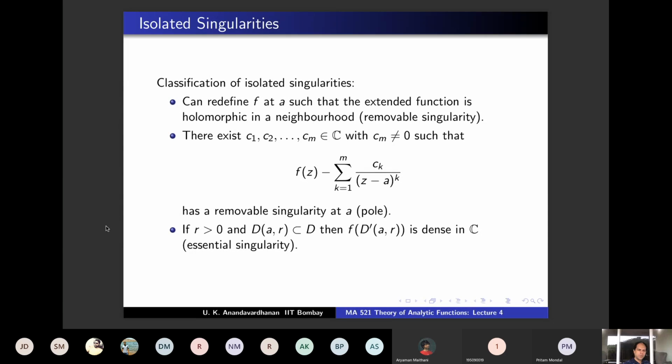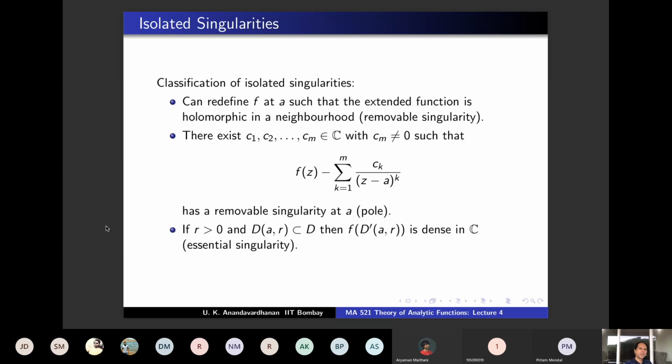Okay, so essential singularities have this property that near essential singularities, you can form a sequence such that f(z_n) converges to any point that you give me in C. Any complex number can be approximated by images of f from a neighborhood of the essential singularity.